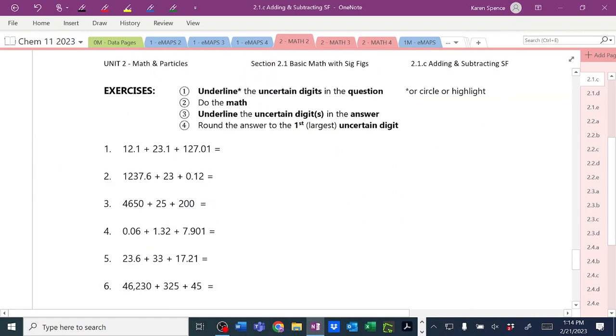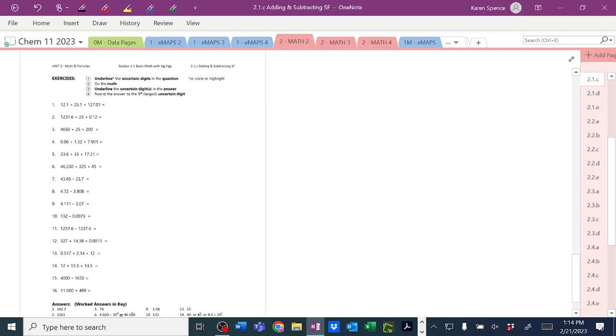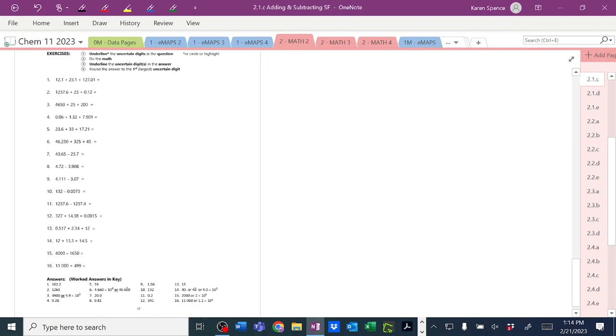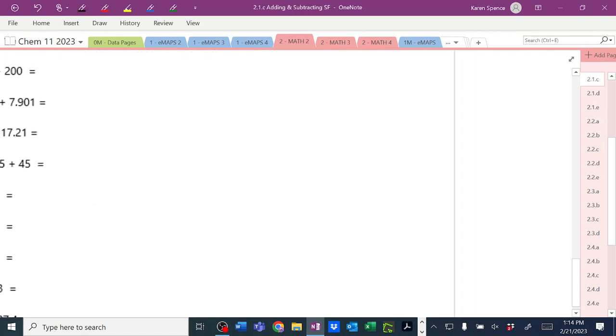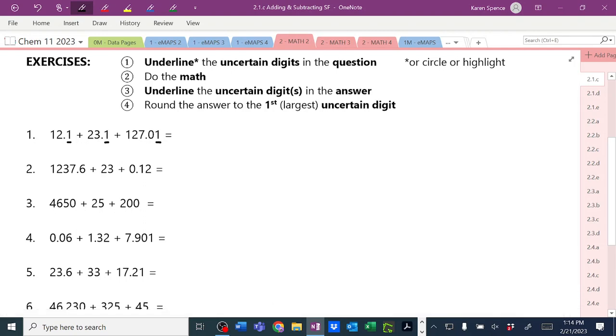I would like you guys to try these ones. Okay. So page 17. I would say the best thing to do as you go along is to practice underlining your uncertain digits. Add it up, underline in your answer, and round to the largest uncertain digit.